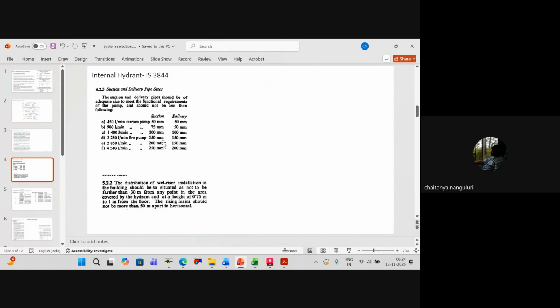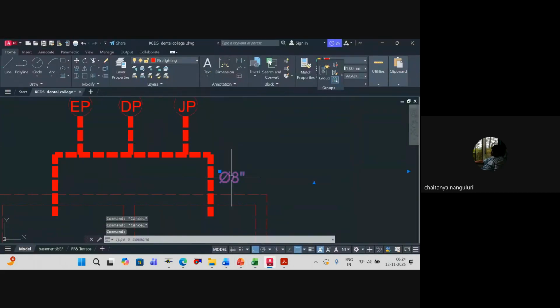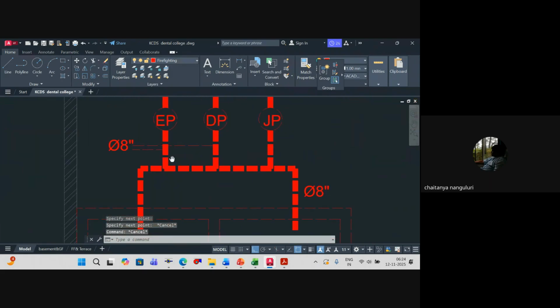Am I clear or not? Clear. So I will choose 200 diameter. This entire thing will be 200 diameter. This will also be 200, and this will also be 200 mm diameter.